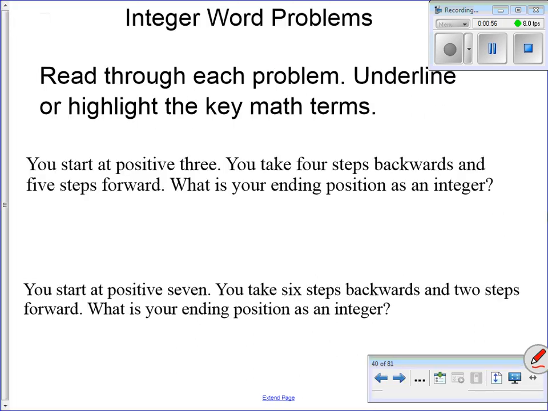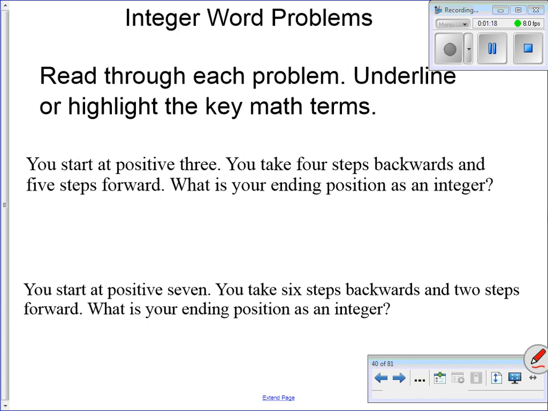You should now be on the page, or on the slide, that says integer word problems. The directions here ask you to read through each problem and underline or highlight the key math terms. Let's start and do a few together. Please pick up your pencil and underline with me.